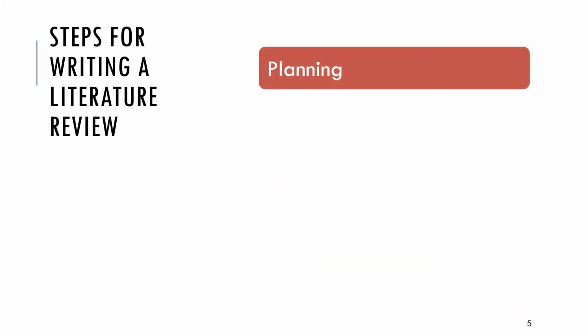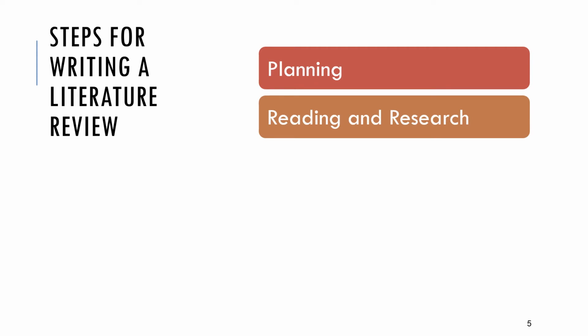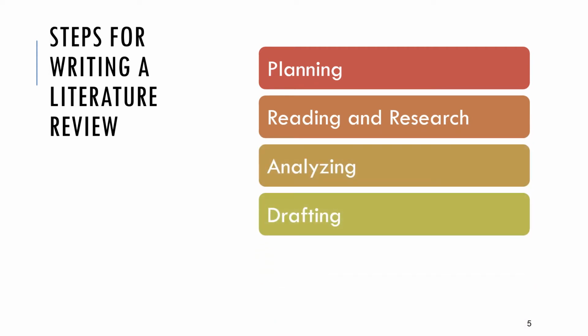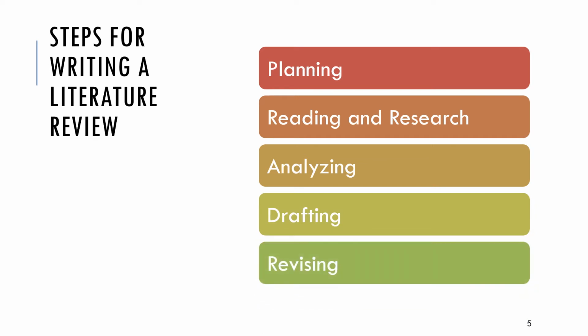Okay, now what are the main steps for writing a literature review? We have 5 steps. First, planning, reading and research, then analyzing, drafting, revising. We'll spend some time with each one of these. I will be using this figure again and again just to show you that we are going from one step to another. We'll start with planning, then reading, and then analysis, and so on. So let's get started here.